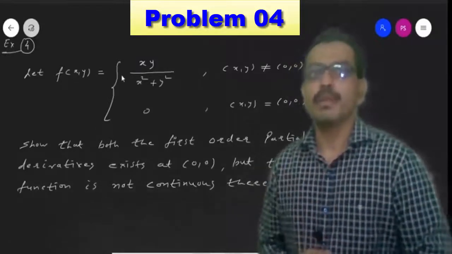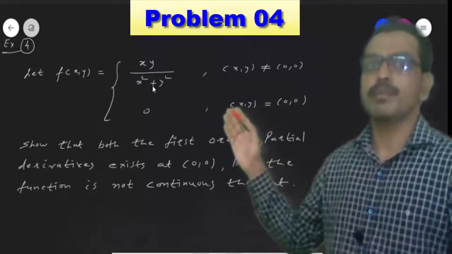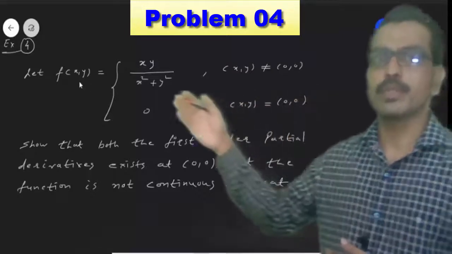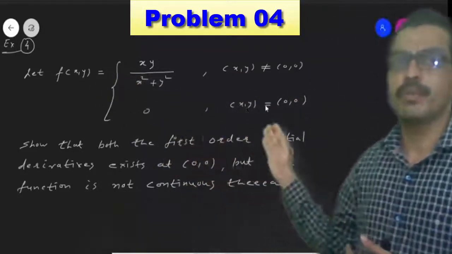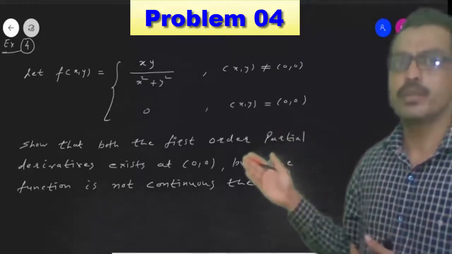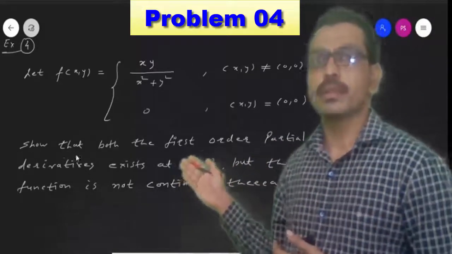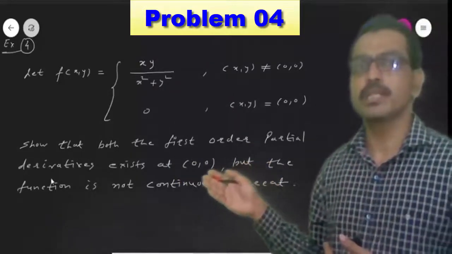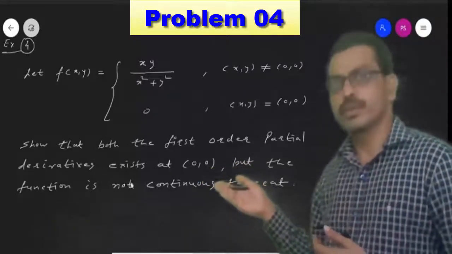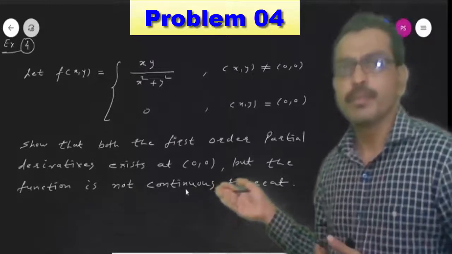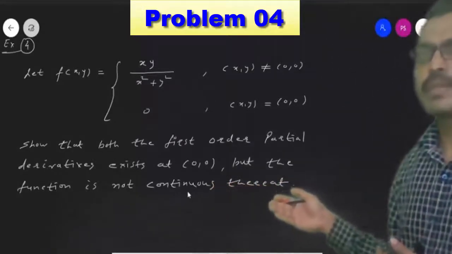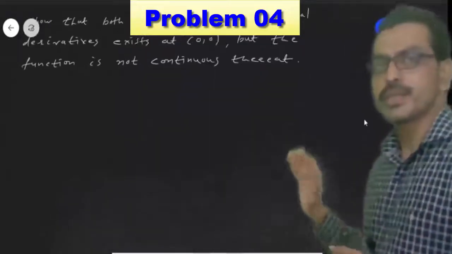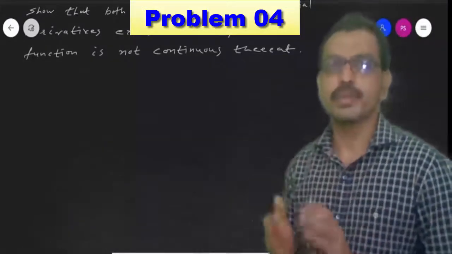Problem number 4. Let f be a function of two variables, f(x,y) = xy/(x² + y²), where (x,y) is not equal to (0,0), and f(x,y) = 0 if (x,y) = (0,0). Then show that both the first order partial derivatives exist at the point (0,0), but the function is not continuous at the point (0,0).